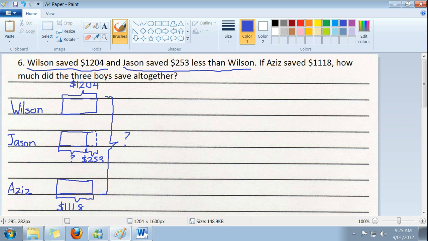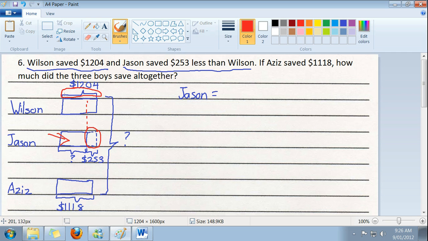So we need to find two things first. We cannot find the total without finding out Jason's amount. Okay, so to find Jason, let's think back. Wilson has $1,204, right? But we know that Jason has $253 less than Wilson. Let me choose a different color to show you. So Jason has this amount. Okay? If we subtract this from the total, won't we get this answer?